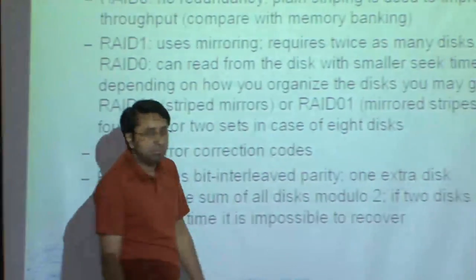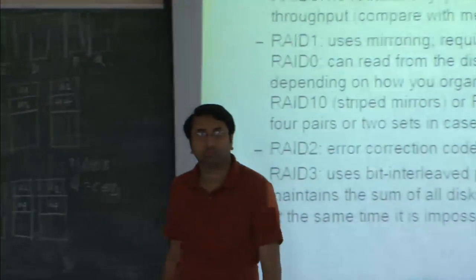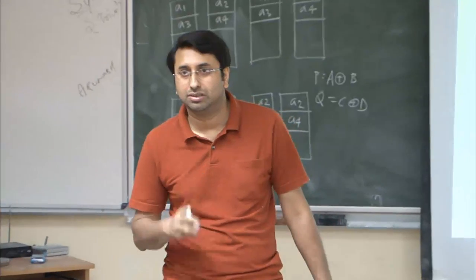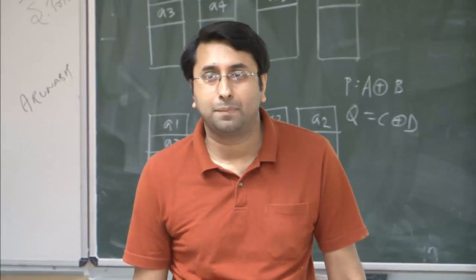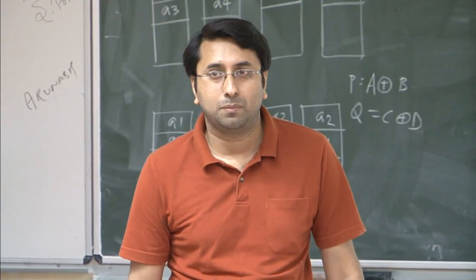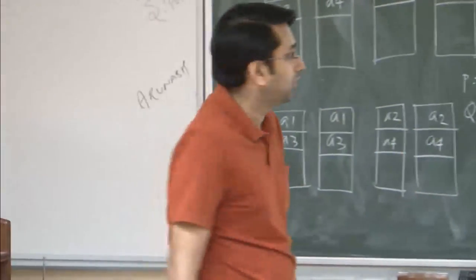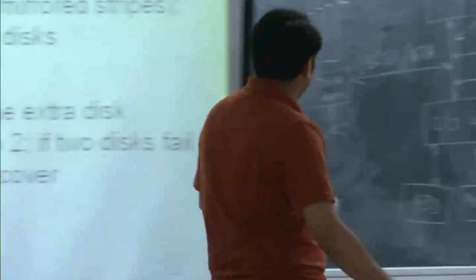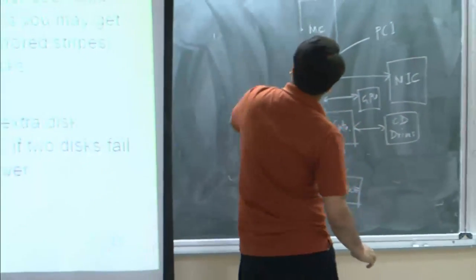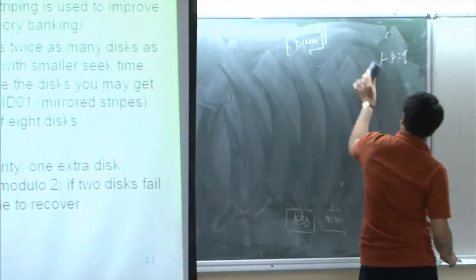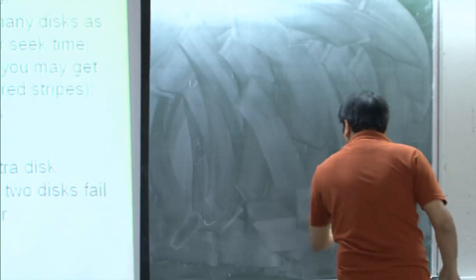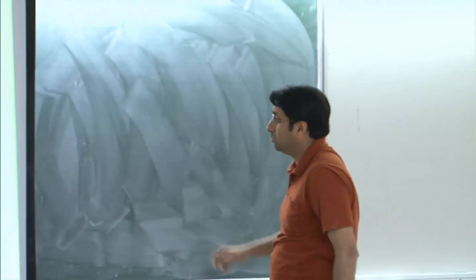So there is something called Hamming codes. How many of you know Hamming codes? I'm not talking about the Hamming distance. No? Okay, so I won't get into the details of Hamming code. I'll just tell you what it is. The original RAID paper actually mentioned Hamming code for this purpose.